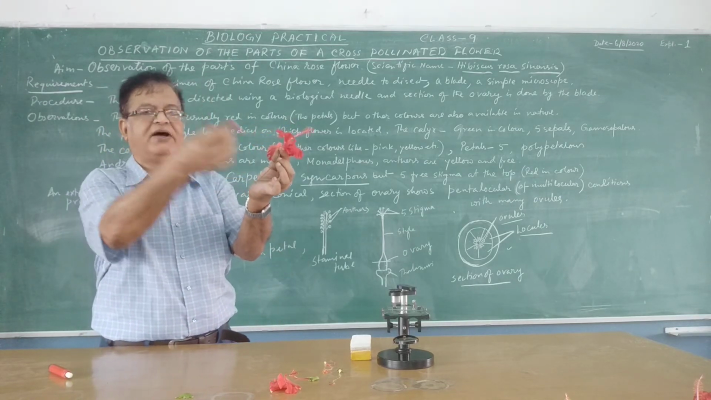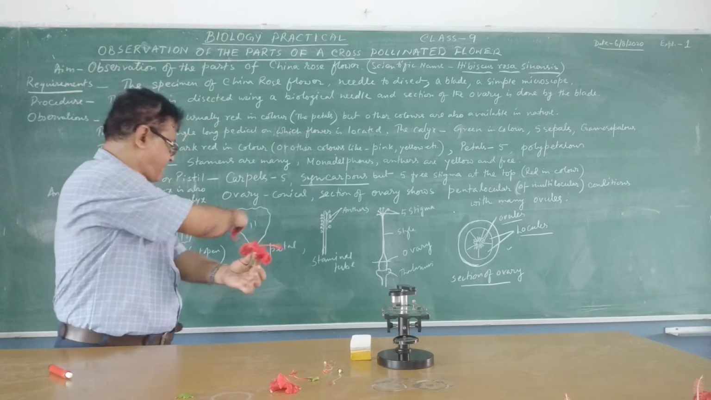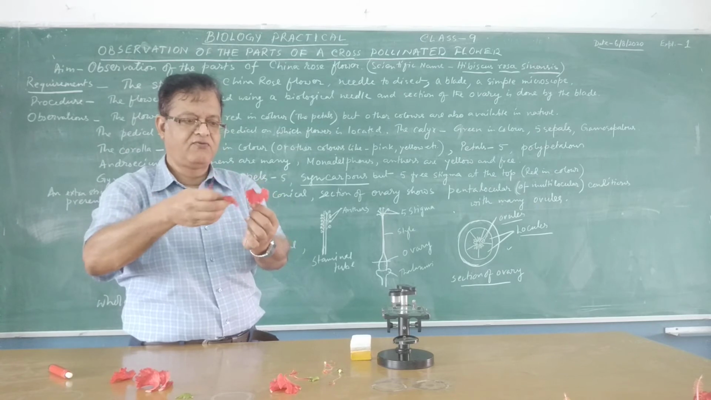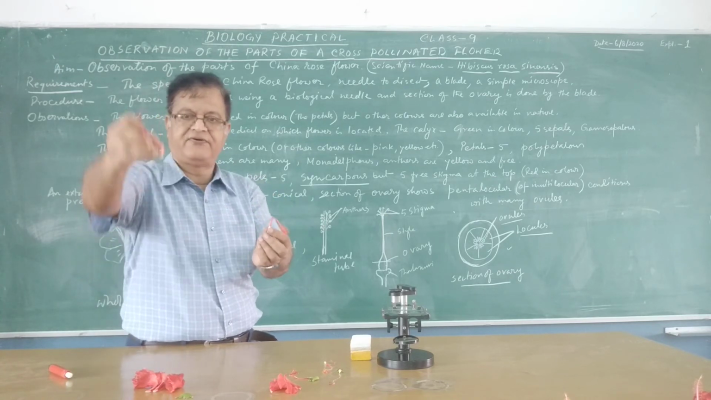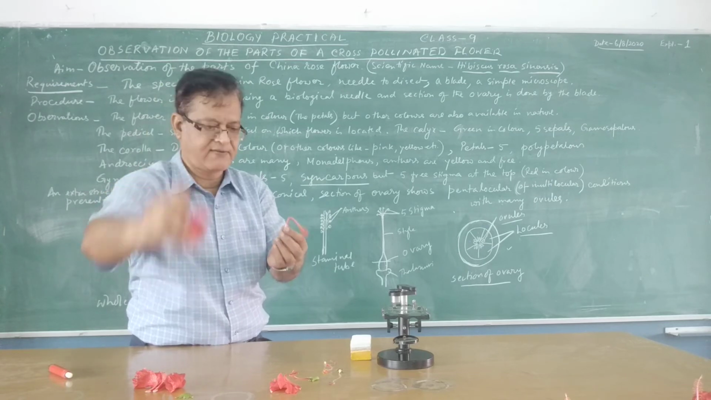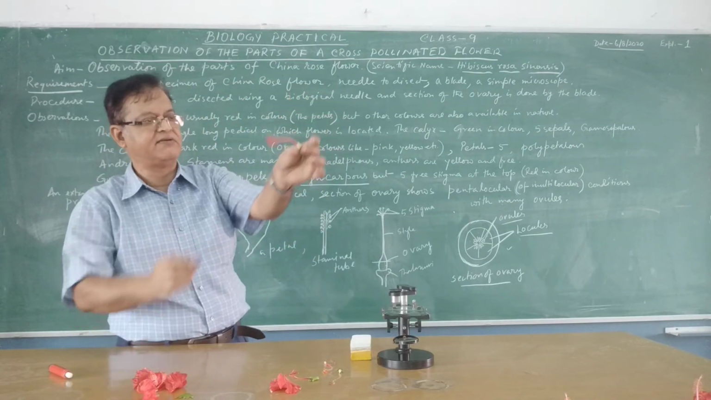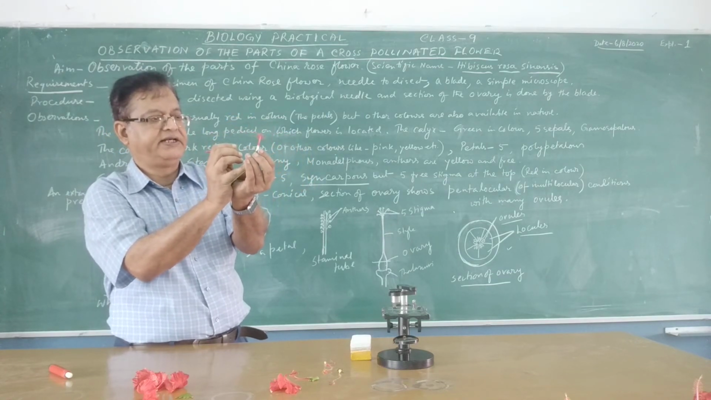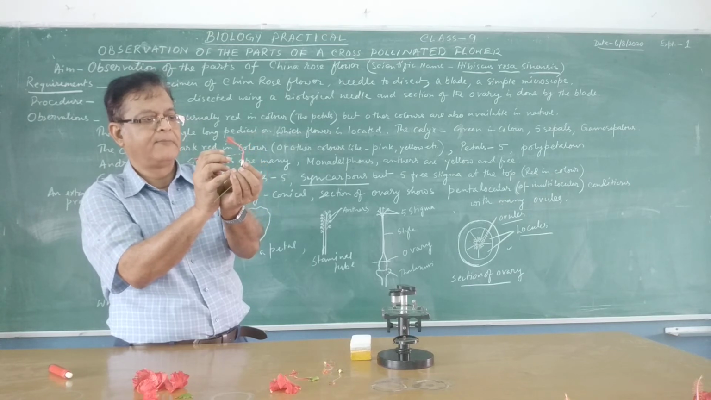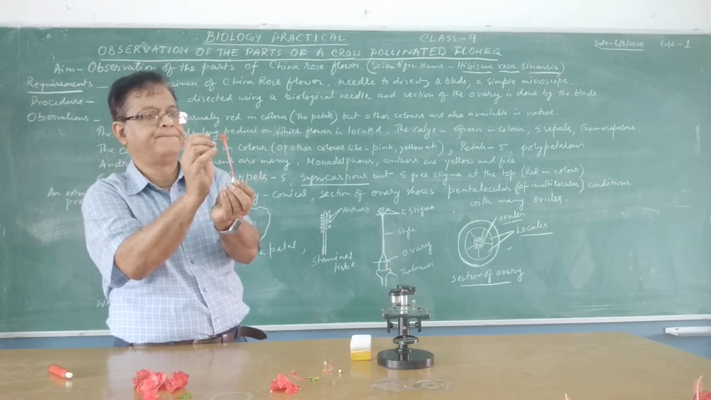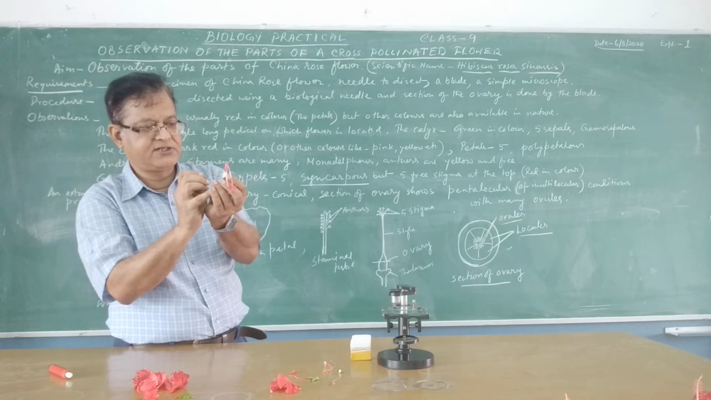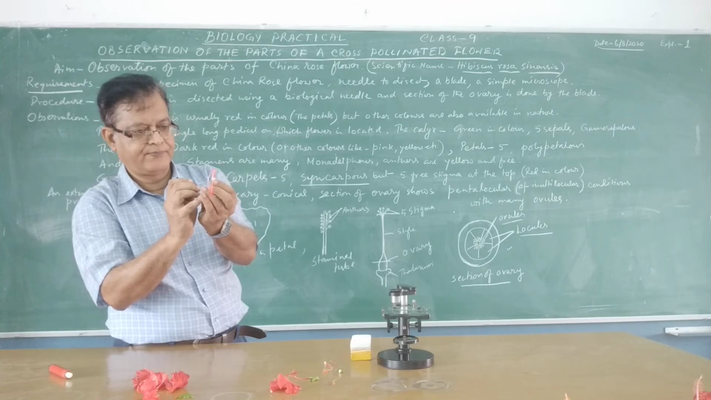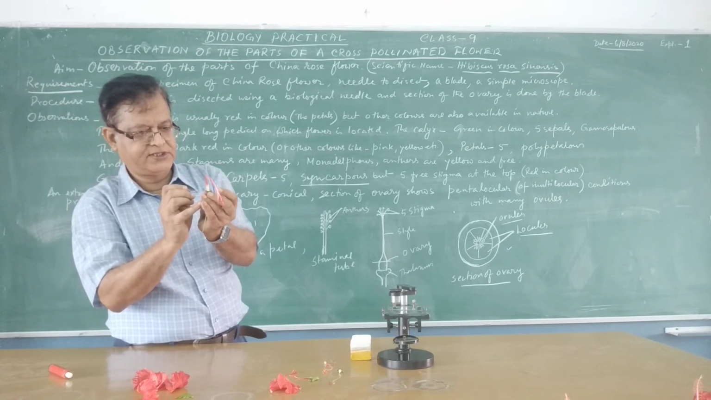These are the petals, one by one we can remove: petal, petal, petal 3, 4, 5. What is left is the androecium and gynoecium. The red colored one you see is the staminal tube. Now I am tearing off the staminal tube. I have to do it very carefully, and then dislodge it from the base.